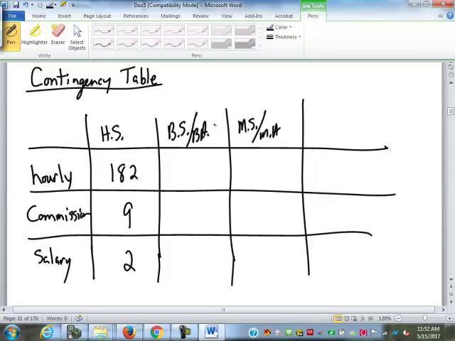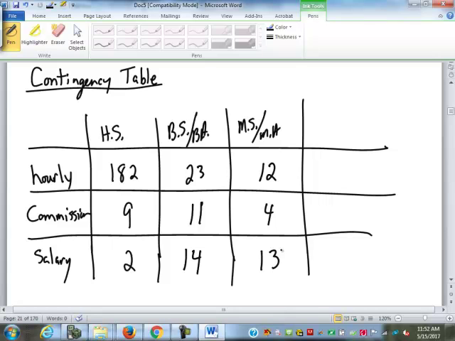Bachelor's degrees, we have 23 that work hourly. We have 11 that work on commission. And we have 14 that work salary. Master's degrees, well, we have 12 that work hourly. We have 4 that work on commission, and we have 13 that work on salary.